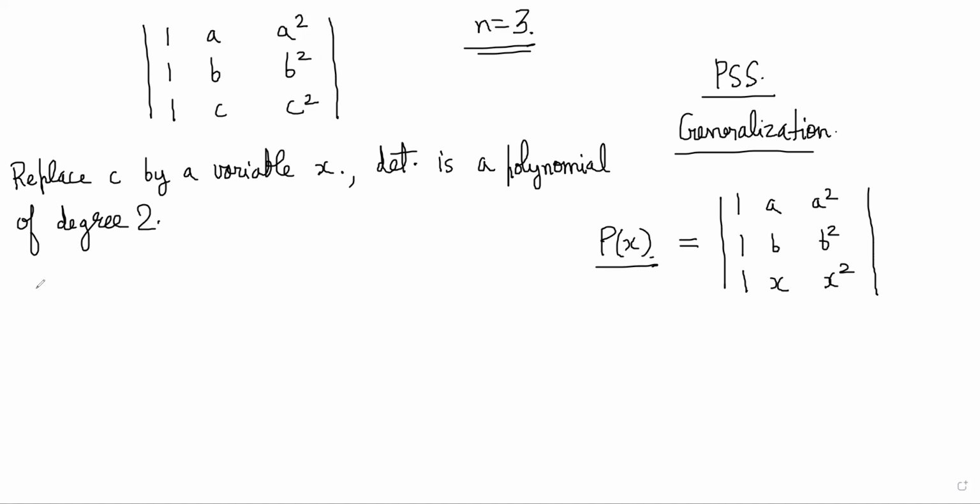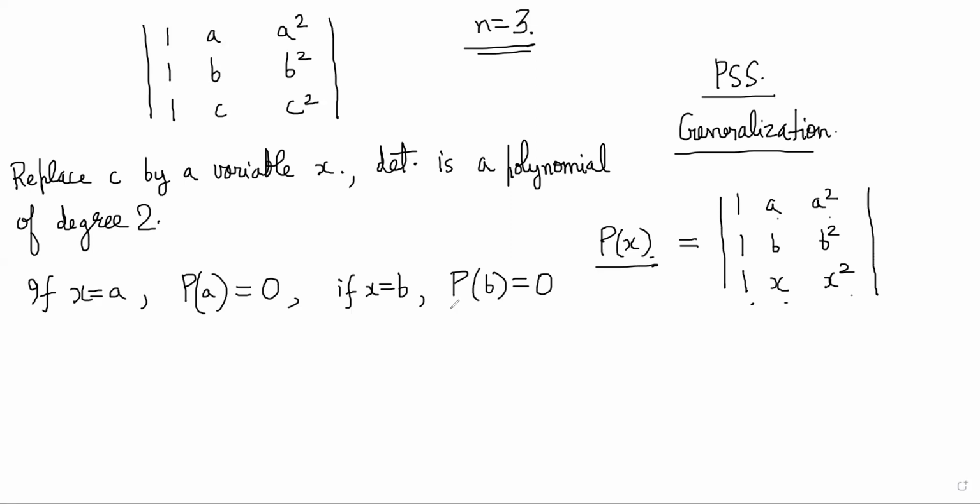Now, notice that if x is equal to a, p of a is equal to 0. Why is that so? Because if x is equal to a, the first row and the third row become exactly identical: 1, a, a square and 1, a, a square, so the determinant is 0. Therefore, p of a is 0. Similarly, if x is equal to b, p of b is 0, by exactly the same logic.